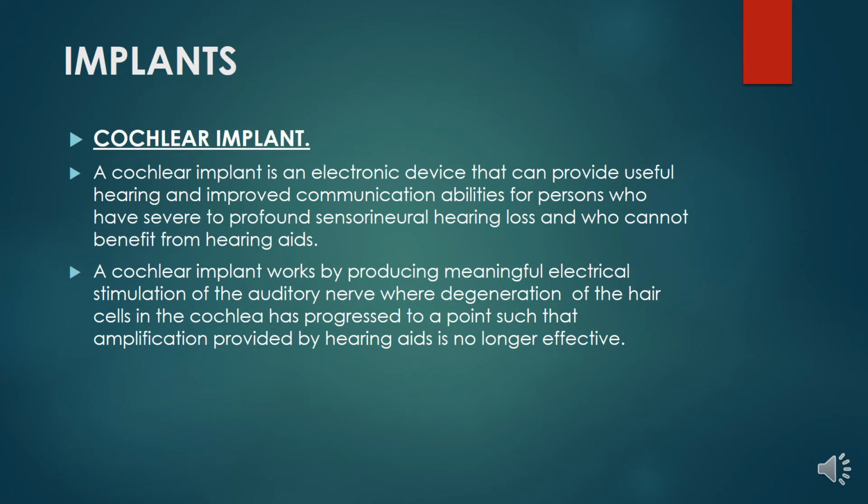Now we'll go with the implants. Cochlear implant. A cochlear implant is an electronic device that can provide useful hearing and improved communication abilities for persons who have severe to profound sensorineural hearing loss and who cannot benefit from hearing aids. A cochlear implant works by producing meaningful electrical stimulation of the auditory nerve, where degeneration of hair cells in the cochlea has progressed to such a point that amplification provided by a hearing aid is no longer effective.